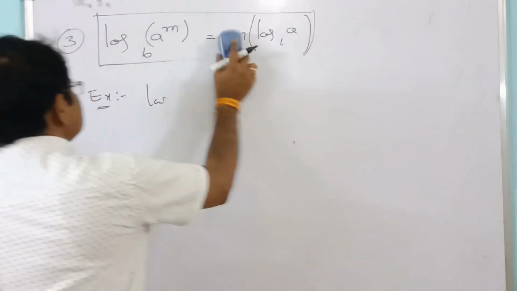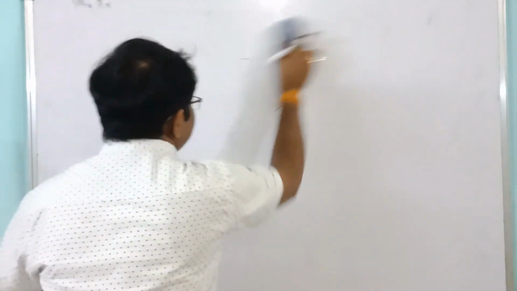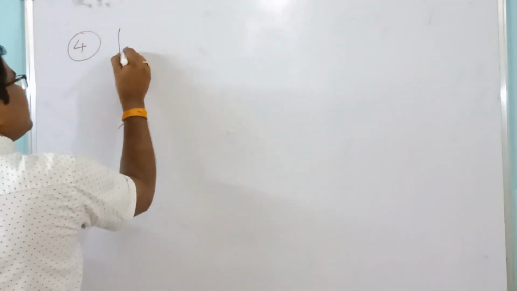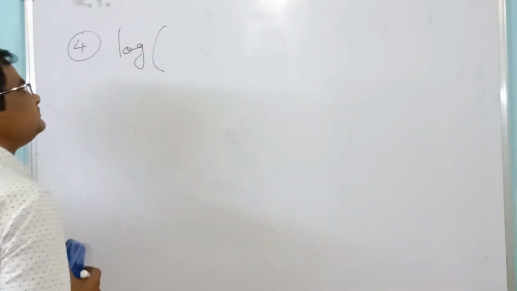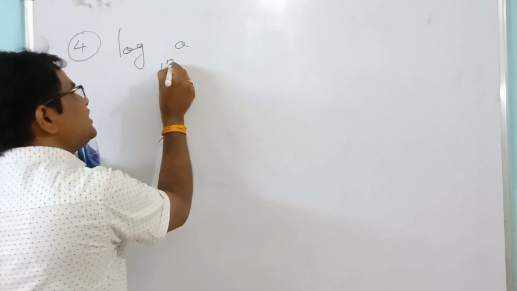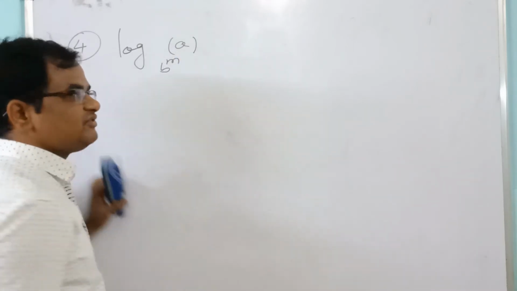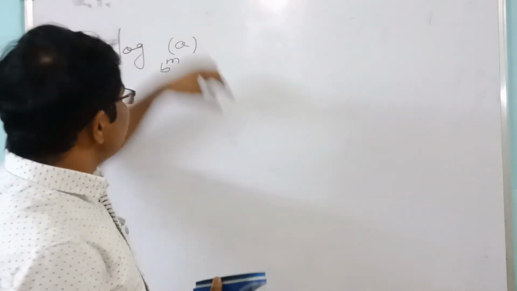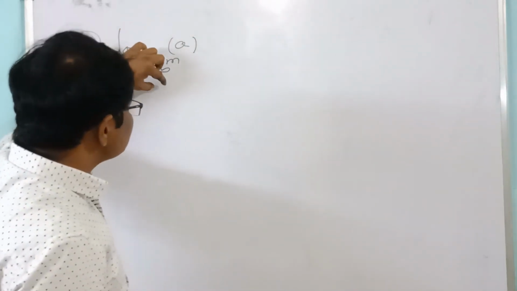Next, come to the fourth property, that is log of a to the base b power m. What is the difference between the previous one and this one? In the previous one the power is for a, here the power is for b.